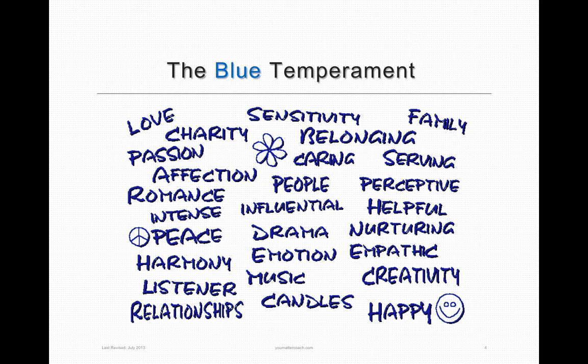Now, the blue temperament, these are a lot of the words that you'll find for this category. And see if you can see what a blue is about based on this poster. We see words like peace and love and charity, right? And happiness and happy faces and flowers. Lots of emotion and empathy, serving, family. You can see there's connections here. They're very relationship oriented, right?